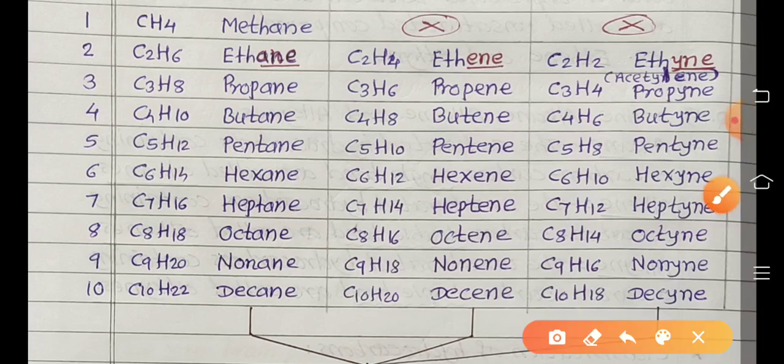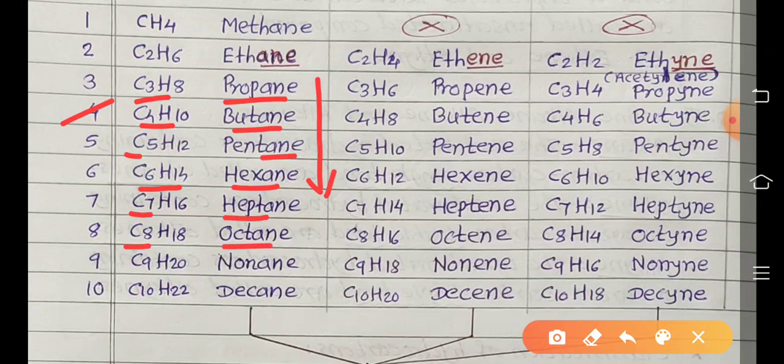Next, when 3 carbons are present, it is C3H8, and the name is propane. With 4 carbon atoms, it is C4H10 in the alkane series, that is butane. So the alkane series is formed. As the number of carbon atoms increases, formulas and names are given. 5 carbons, C5H12, pentane. 6 carbon atoms, C6H14, hexane. 7 carbon atoms, heptane. 8, octane. 9 means nonane, and 10 carbon atoms, then decane.